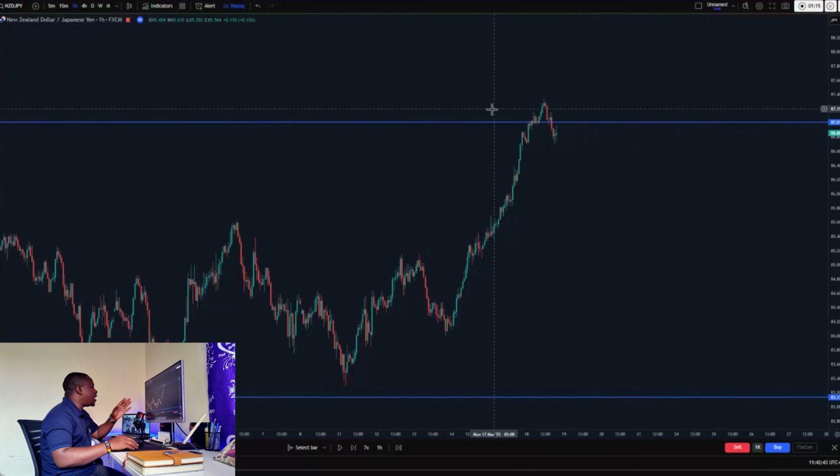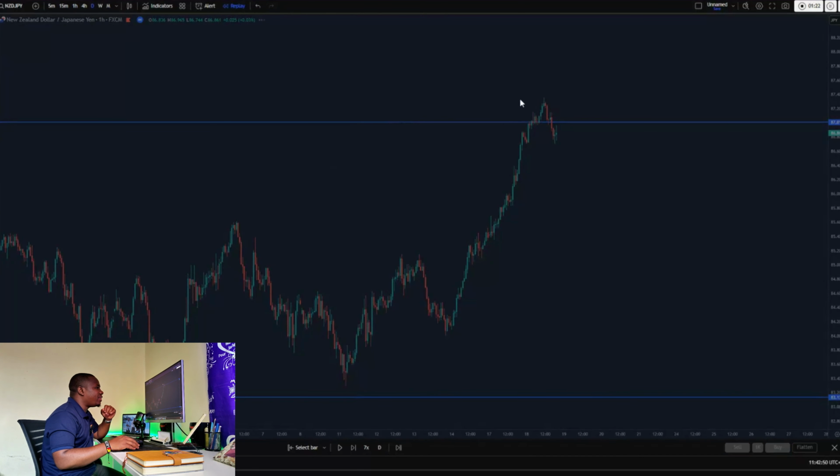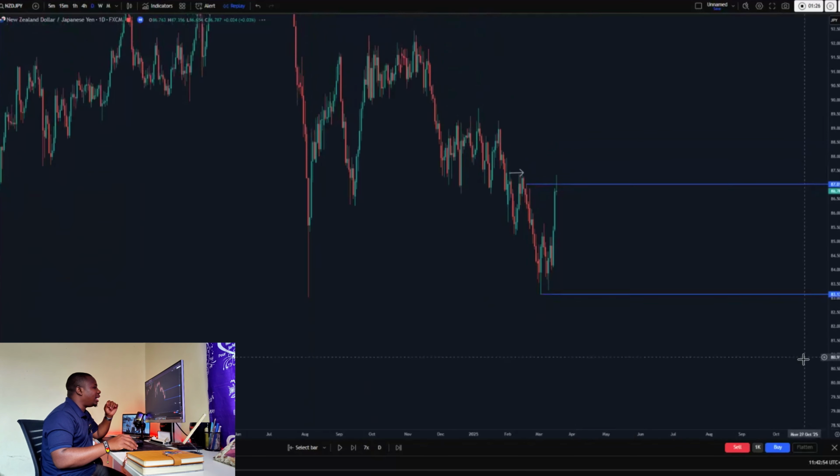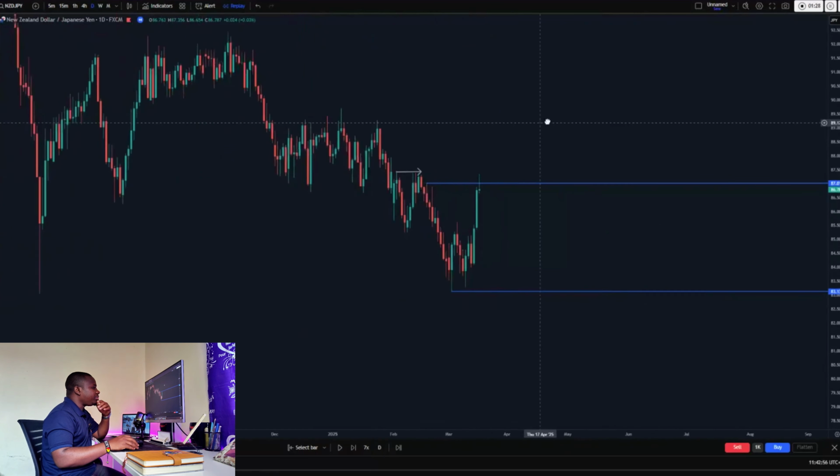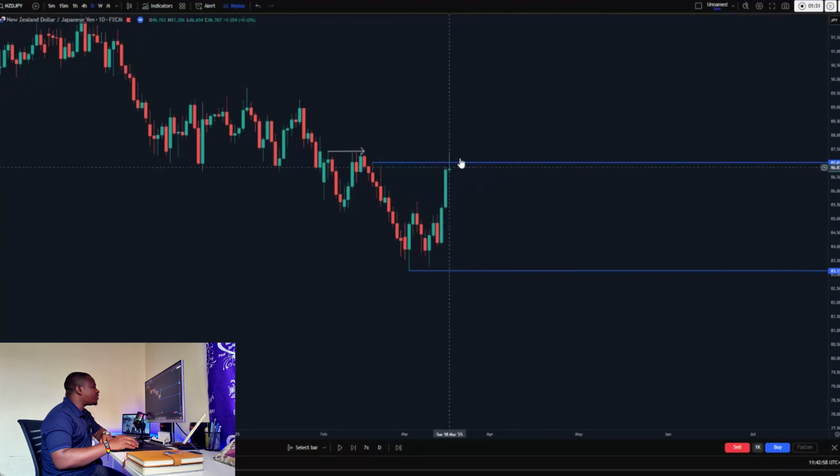Now let's go straight to the chart, and here I'm using NZD/JPY as my primary example. Let's start from the daily time frame, talking our way through to the lower time frame, which is the H1 time frame.